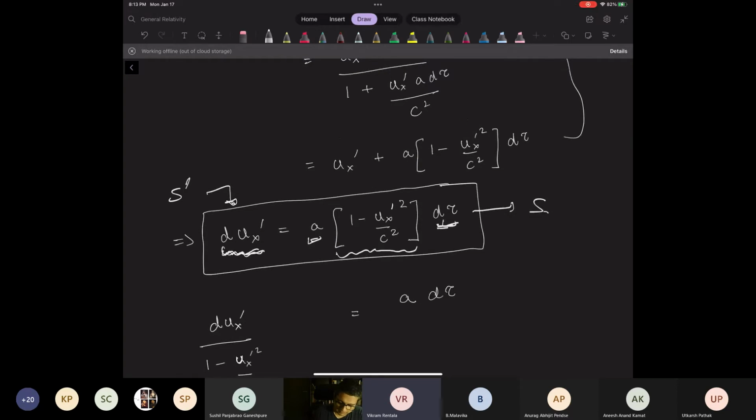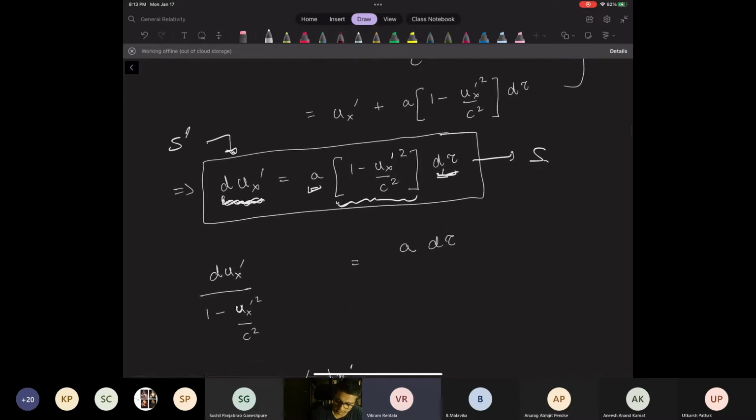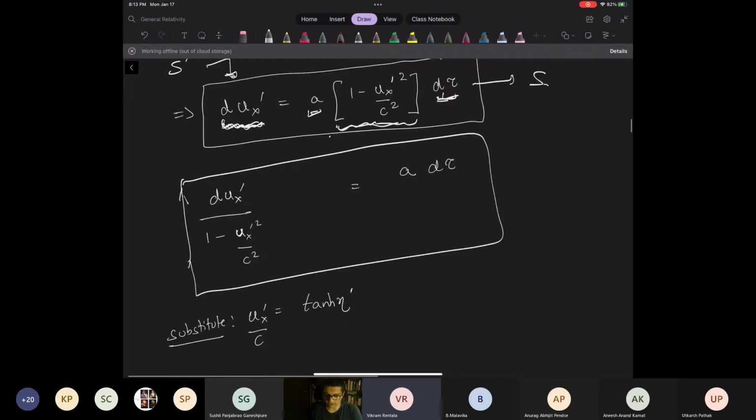So basically, this is the extra speed that you pick up in frame S prime. It's a times 1 minus ux prime squared over c squared times d tau. Now I can take this factor to the other side, divide both sides by 1 minus ux prime squared over c squared, and get a differential equation. I can now integrate this and find the speed of the particle in frame S prime as a function of the proper time of the particle. That is, after an amount of time tau has elapsed for the particle, I can figure out the speed as seen in the inertial frame S prime, which is not an MCRF.